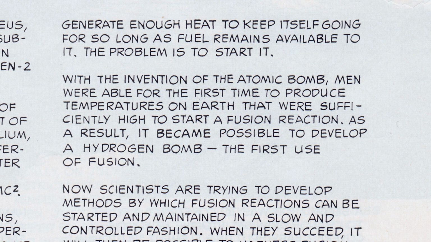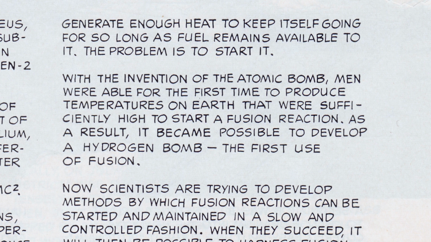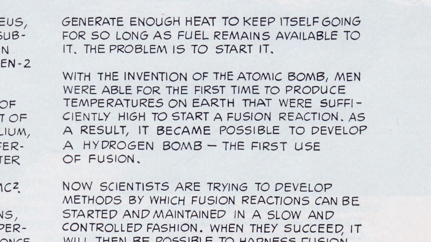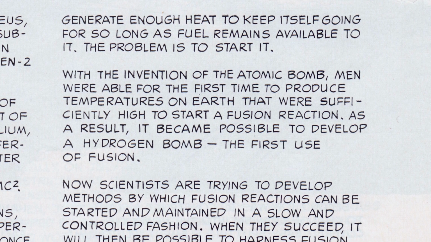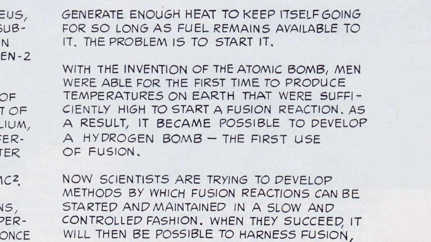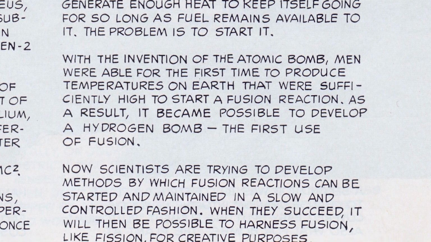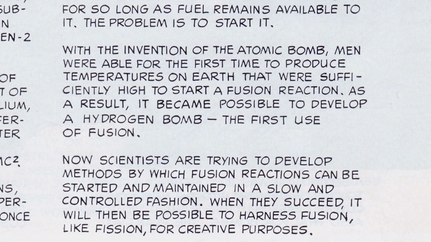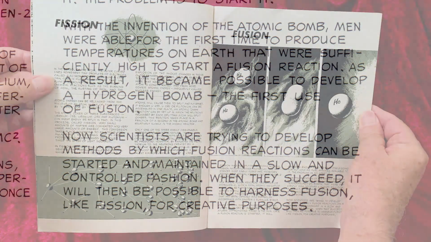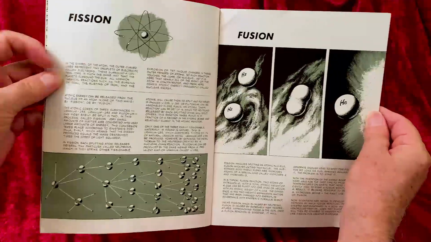With the invention of the atomic bomb, men were able for the first time to produce temperatures on Earth that were sufficiently high to start a fusion reaction. As a result, it became possible to develop a hydrogen bomb, the first use of fusion. Now, scientists are trying to develop methods by which fusion reactions can be started and maintained in a slow and controlled fashion. When they succeed, it will then be possible to harness fusion, like fission, for creative purposes.